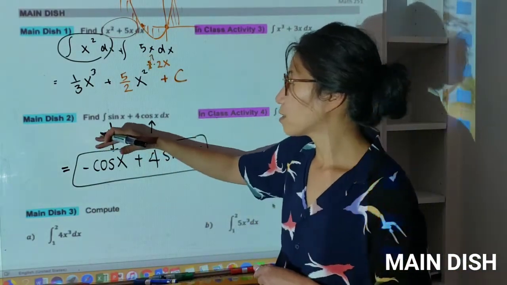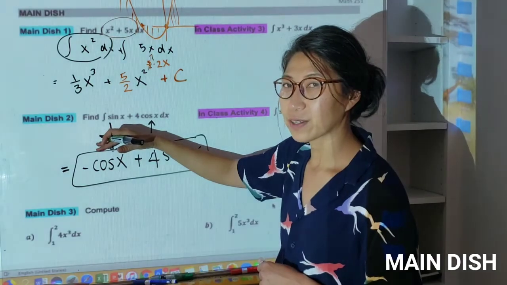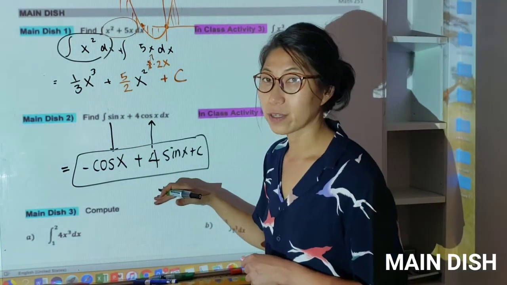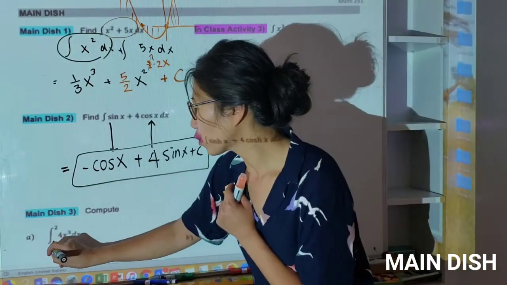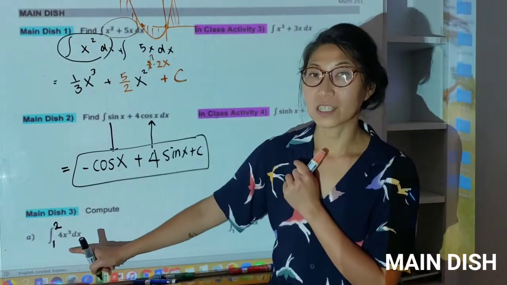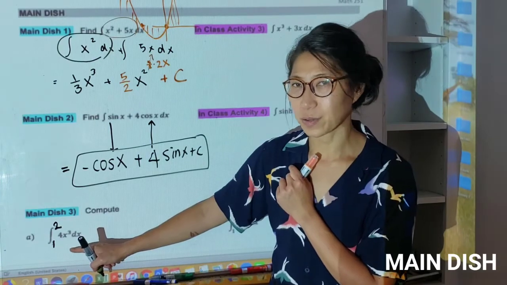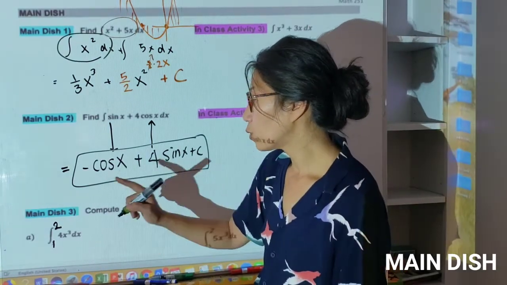So now, is this a definite integral or indefinite integral, class? This is an indefinite integral, which means we get the function, right? But this time I'm going to find 1 to 2. Is this indefinite or definite? That's a definite integral, right? So definite integral will give me a number.